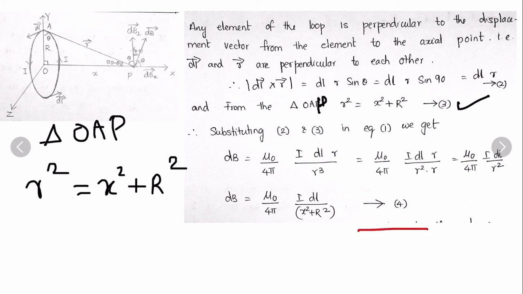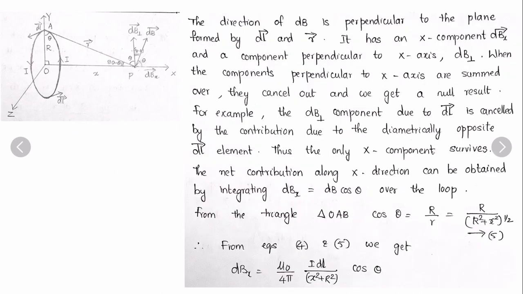So let's continue. This is equation number 4. Let us continue without wasting much time, because it's a very long derivation. Then the direction of dB is perpendicular to the plane formed by dl bar and r bar. We all know that from the beginning. Direction of the dB bar. Please look carefully. You can see there, this is the direction of the dB bar.